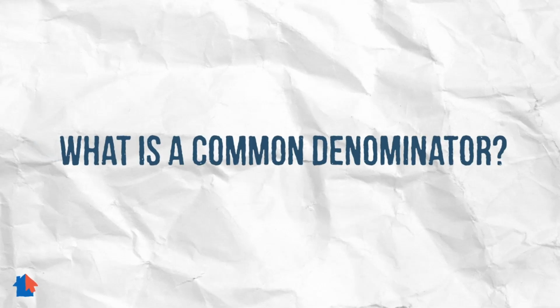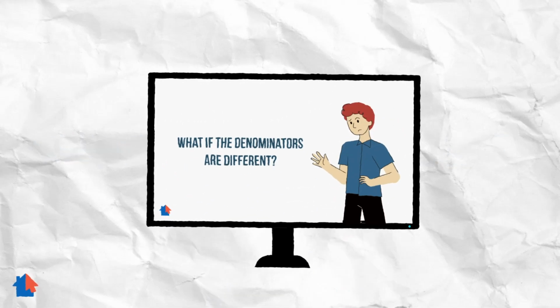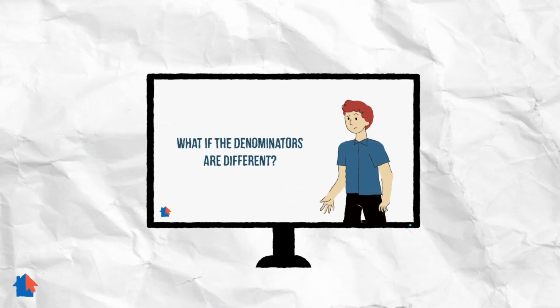What is a common denominator? In an earlier lesson, we learned that you cannot add or subtract fractions unless they have a common denominator. For example, you cannot add the fraction 2/5 to the fraction 1/6 because they have unlike denominators.